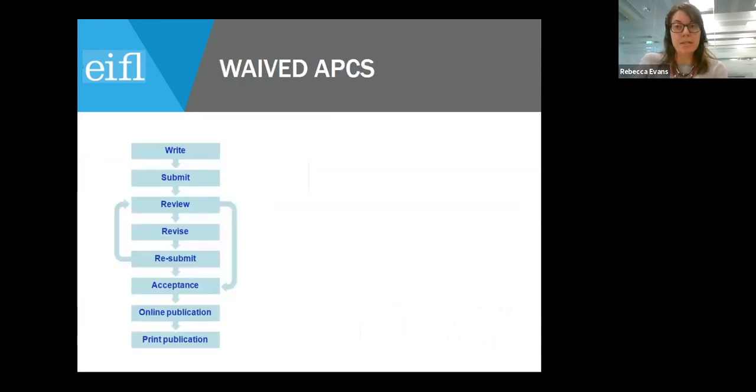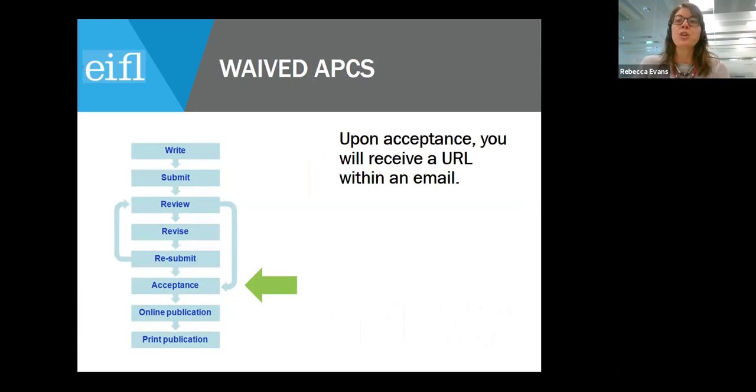So for waived APCs, very similar process. Again, once you as a researcher have found out your paper has been accepted for publication, you'll get your email, which will contain a URL, and it will be exactly the same URL as if you were going for a discount. It's basically just the payment system that we use to transact our APCs.